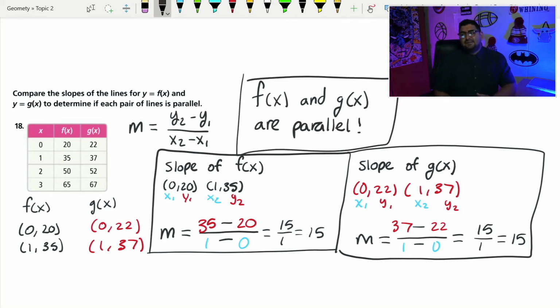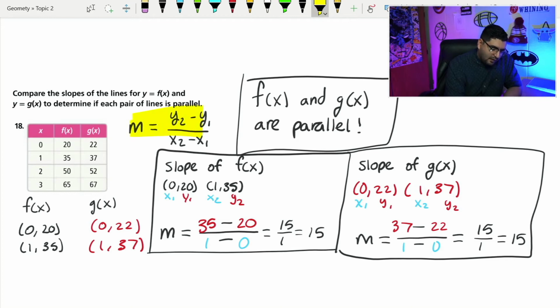So if they have the same slope, we know they're parallel. If they have different slopes, then we know they're not parallel. So we have proven that these two lines are parallel by showing that their slopes are the same. So this is an example of how to prove that they're parallel by using the slope formula of m equals y2 minus y1 over x2 minus x1, kind of highlighted in yellow here.